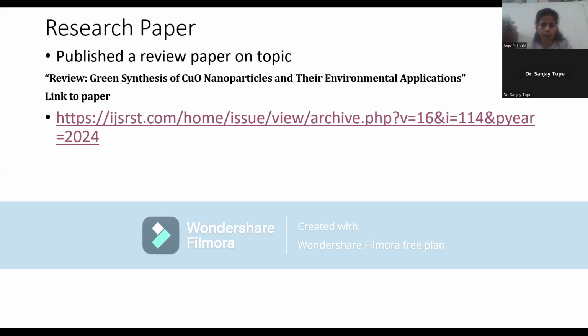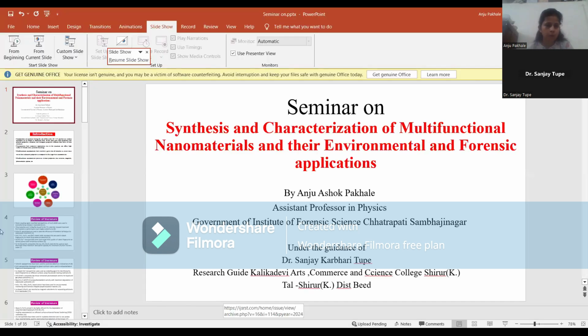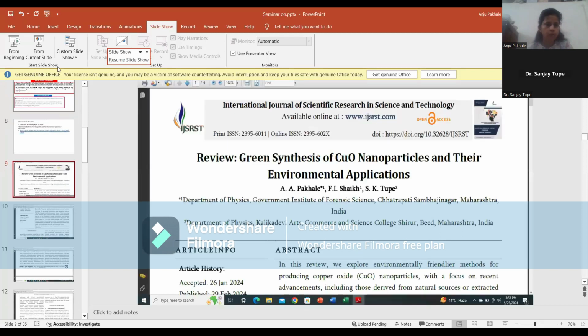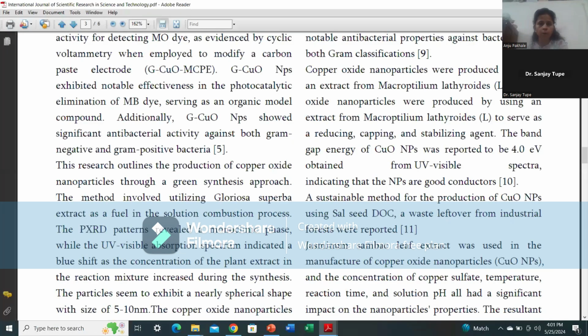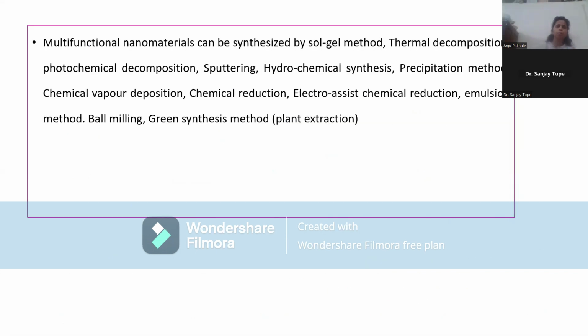Then let's go back to the PPT. So let's go back again to the slide. Yes, so this is again the review paper. Based on the review, different methods have been applied for the synthesis of copper oxide nanoparticles, such as sol-gel method, thermal decomposition, photochemical decomposition, sputtering, hydrochemical synthesis, precipitation method, chemical vapor deposition, chemical reduction, electro-assisted chemical reduction, emulsifying method, ball milling, and green synthesis. Out of these, I found the green synthesis method most suitable, and that I have used.